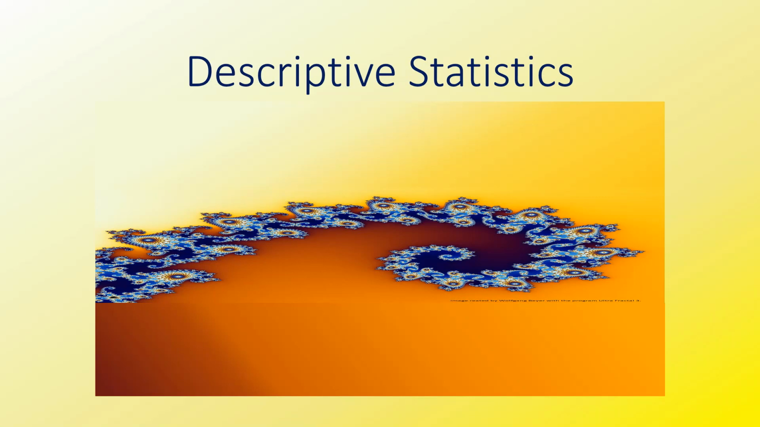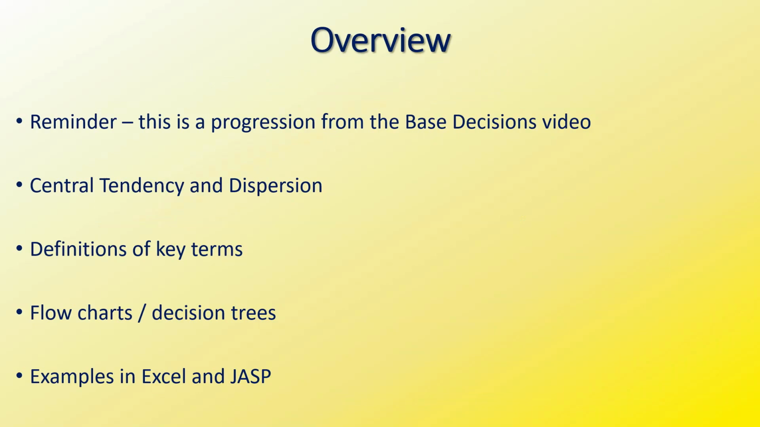In this video, I'm going to provide an insight into descriptive statistics and give some guidance on how you might choose between some of the options that are available to you. The video is a progression from the base decisions video that's been previously posted, so I will rely on some knowledge of the terms and the flowcharts that have been previously introduced. If you've not seen those, then I encourage you to go back and view that video before returning to this video. The focus of this video is on central tendency and dispersion.